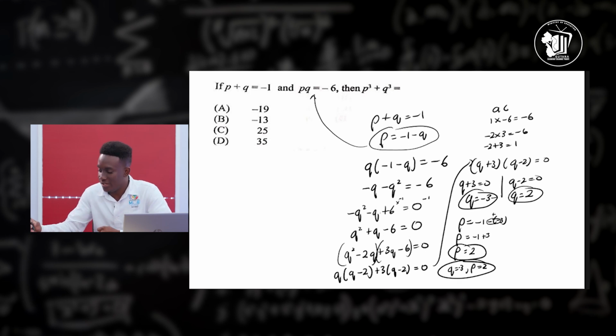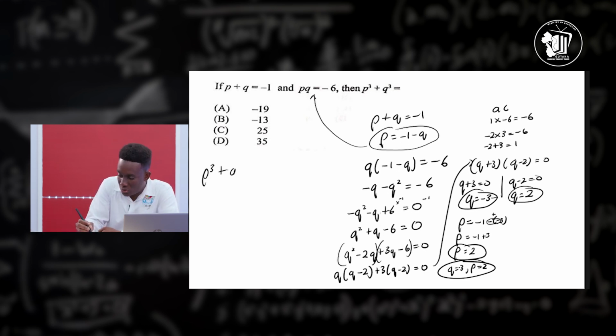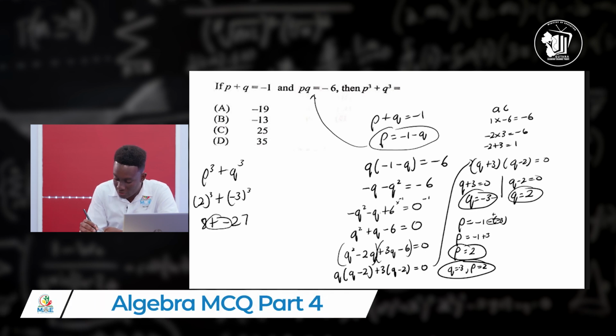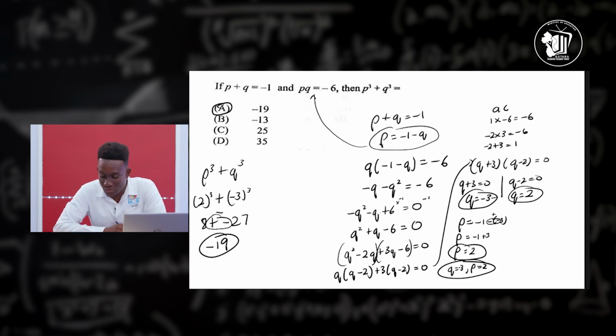So let's find the values here and see if we'll get an answer. P cubed plus Q cubed. So P is 2 to the third power plus Q, which is -3 to the third power. 2 times 2 will give me 4. 4 times 2 will give me 8, plus -3 times -3 times -3, which would give me -9 times -3, which is -27. So 8 plus -27 would give me 8 minus 27, which is -19. So the answer here is -19, which is A.